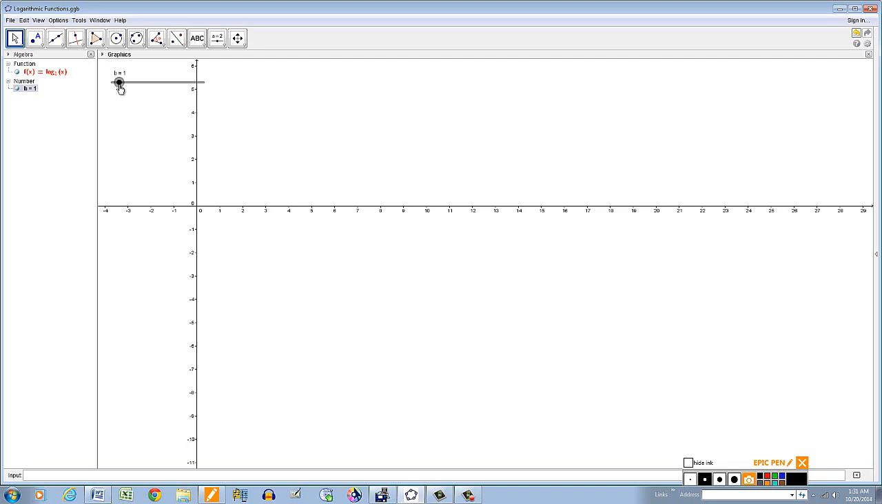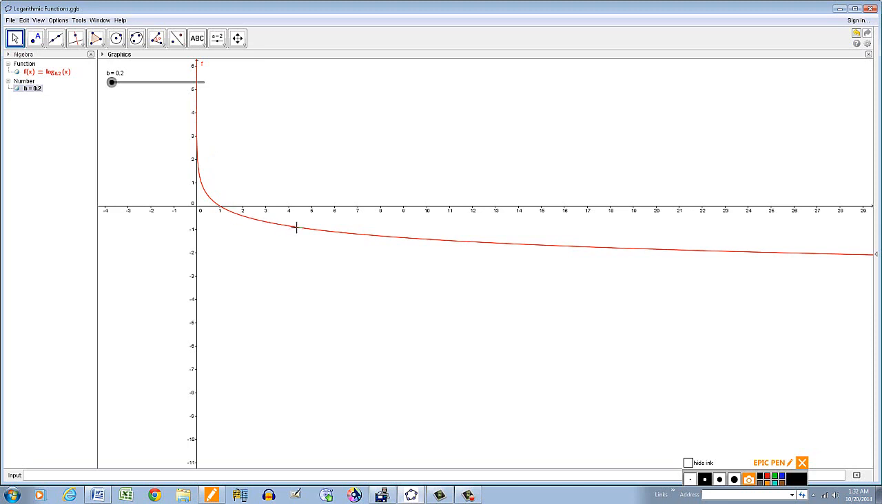So here it's 0.2. It still passes through 1, 0 right here. It still has an asymptote of x equals 0, which is the y-axis, and then it goes down. As you can see, it's decreasing. When the base is larger than 1, the graph is passing through 1, 0 and is going up like this. If the base is between 0 and 1, that is less than 1, then it's coming down this way. So that's what the graph looks like.